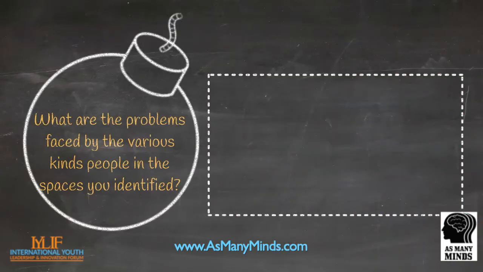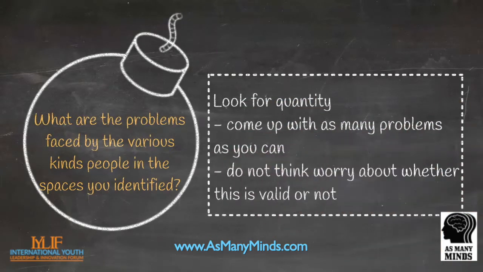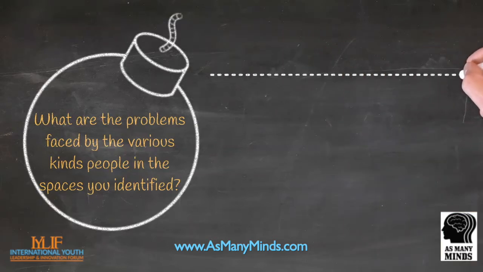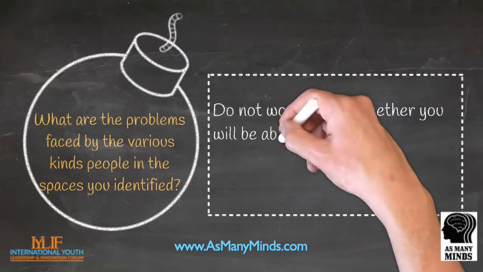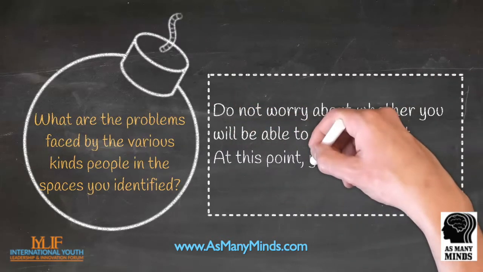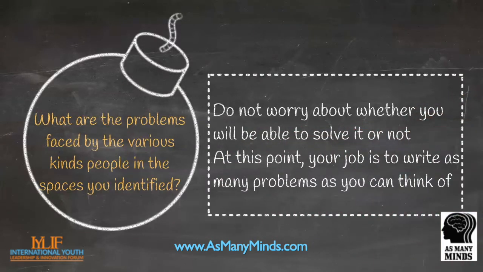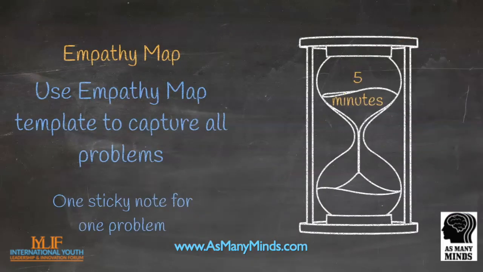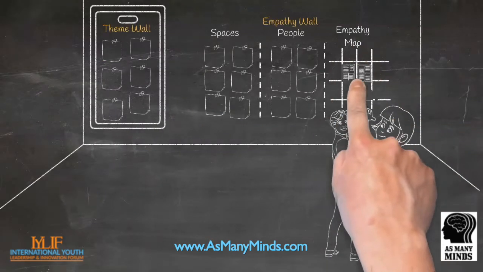As you have identified various different types of people, naturally you will come across many different problems of various difficulties. Write down as many problems as you can think of. Give importance to quantity. Do not worry about whether this is a simple or a complex problem, and do not worry about whether you will be able to solve it or not. Ready? Now stick your empathy map on your empathy wall.